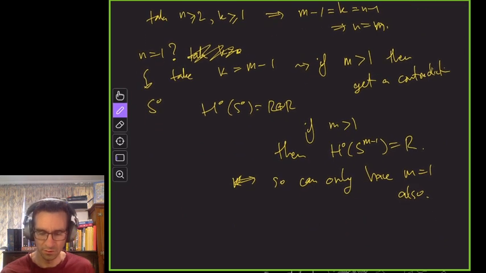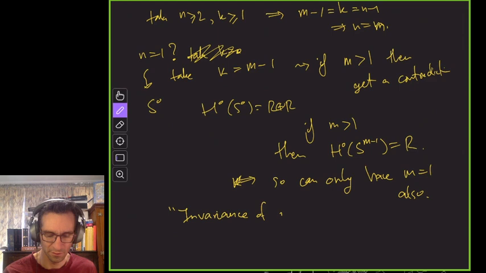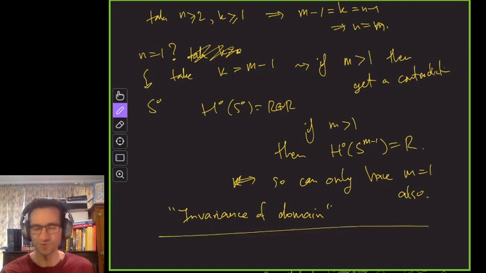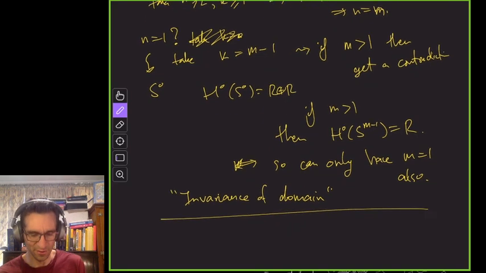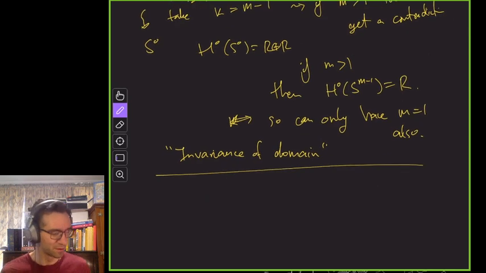Cool. So this is sometimes known as invariance of domain. And that's kind of a hard theorem without cohomology. I'm not sure it was proved without cohomology at all. It was kind of a big thing.